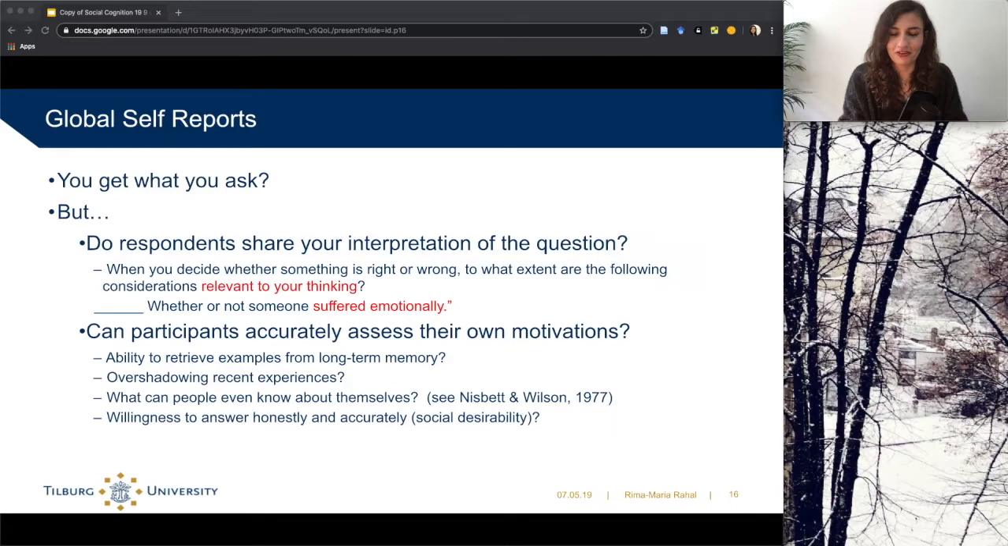What does that mean, relevant to my thinking? Does this mean that this is like the most important reason for me? Does it even come up in my mind? At which point is something relevant to my thinking? I'm not sure what the threshold would be.